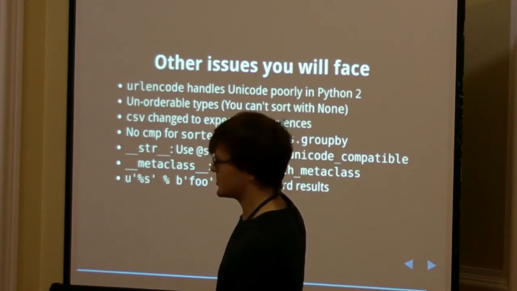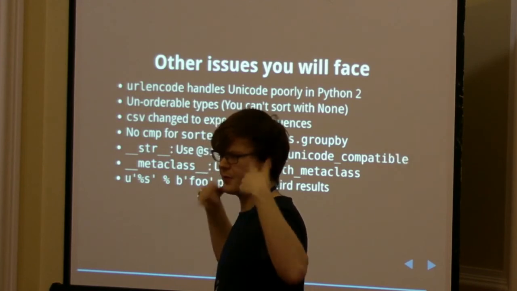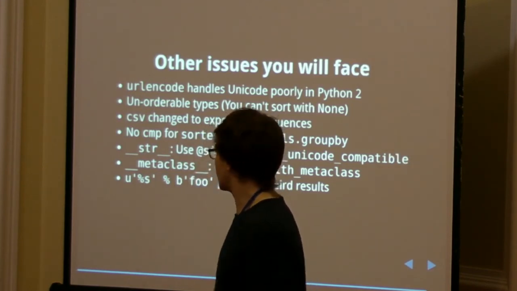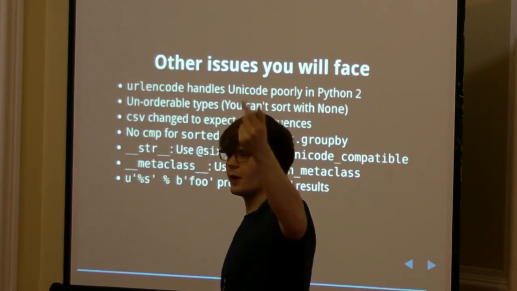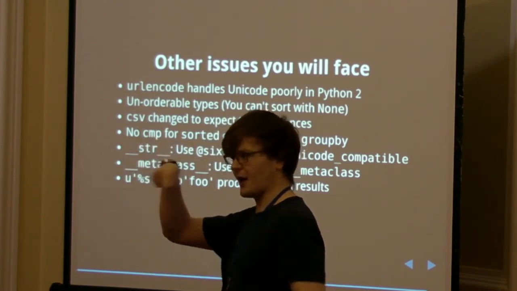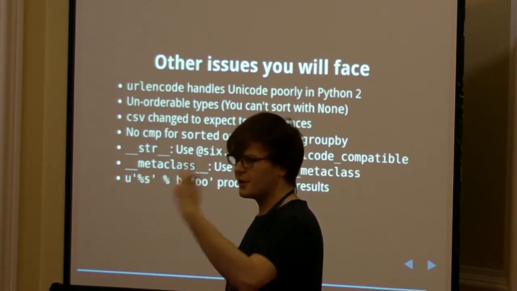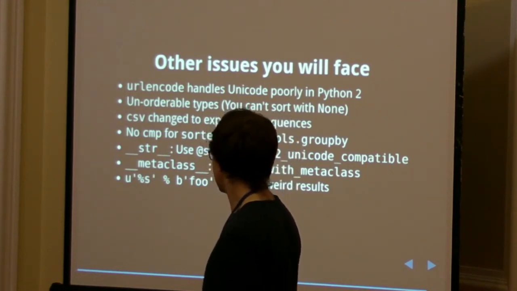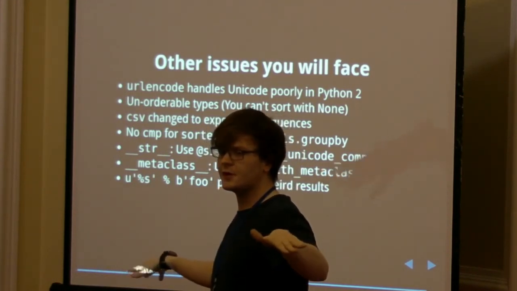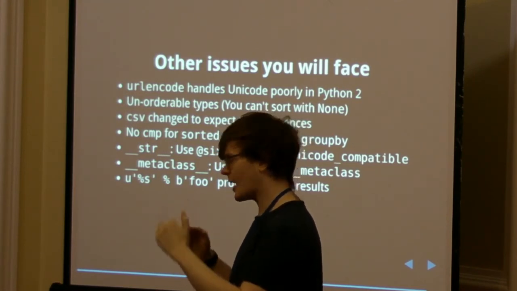So I already mentioned Unicode is not handled so well for urlencode. It will probably give you weird exceptions for ASCII and whatnot. You cannot sort with None. So if you have 1 and None, you can't use less than with that. So sorted stopped working, groupby stopped working, but you can add a key function that coerces None to 0, etc. CSV is wildly different, so you might have to install, say, the unicodecsv library that bridges the gap.